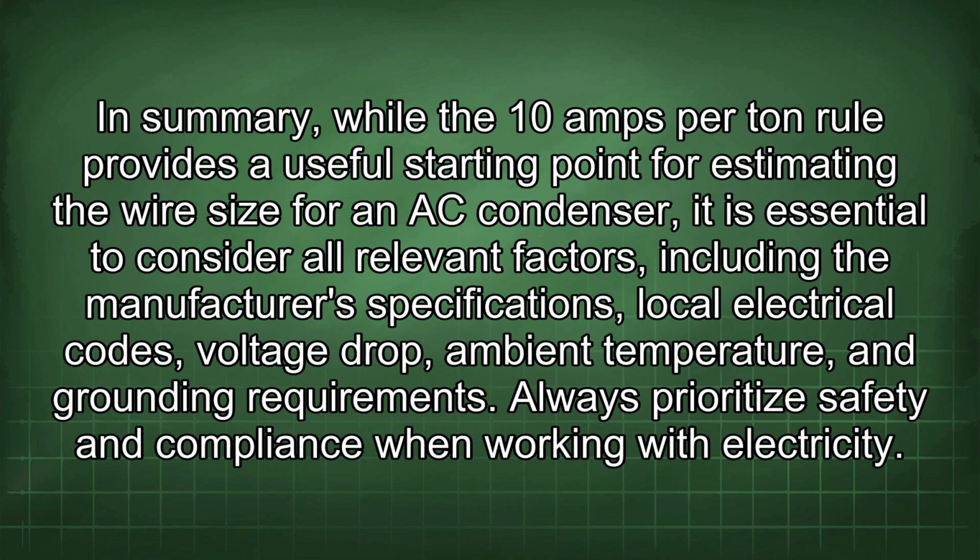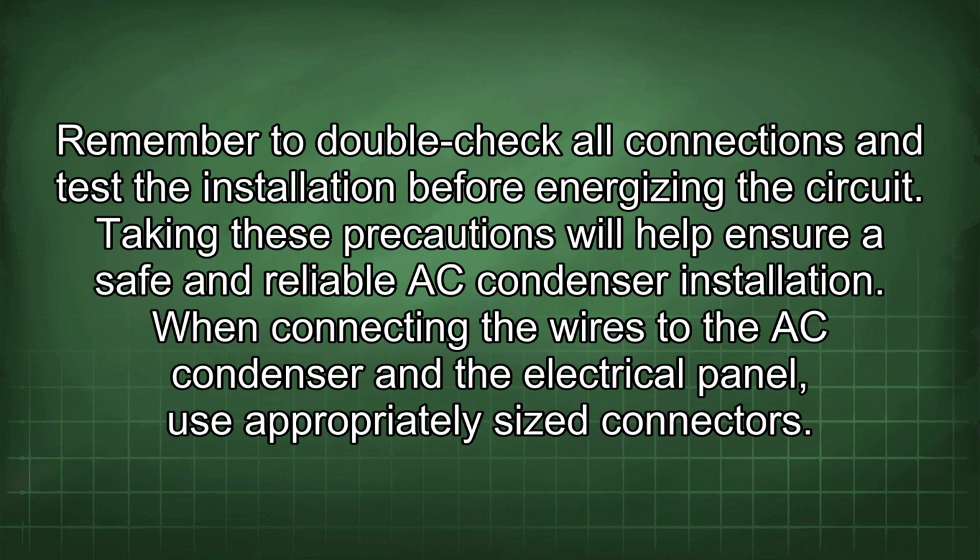In summary, while the 10 amps per ton rule provides a useful starting point for estimating the wire size for an AC condenser, it is essential to consider all relevant factors, including the manufacturer's specifications, local electrical codes, voltage drop, ambient temperature, and grounding requirements. Always prioritize safety and compliance when working with electricity. Remember to double-check all connections and test the installation before energizing the circuit. Taking these precautions will help ensure a safe and reliable AC condenser installation.